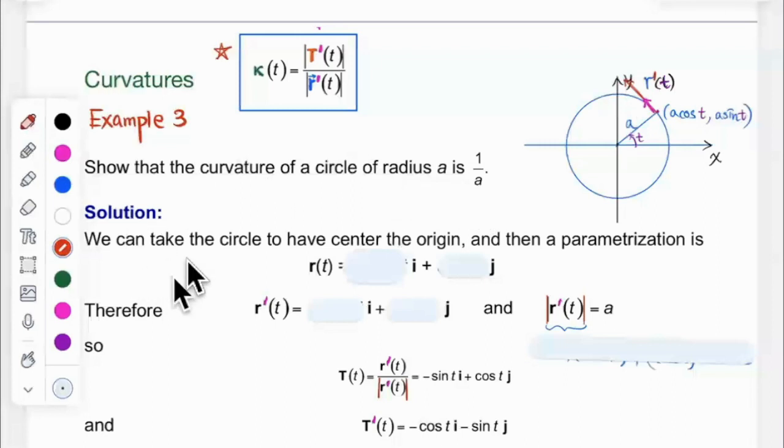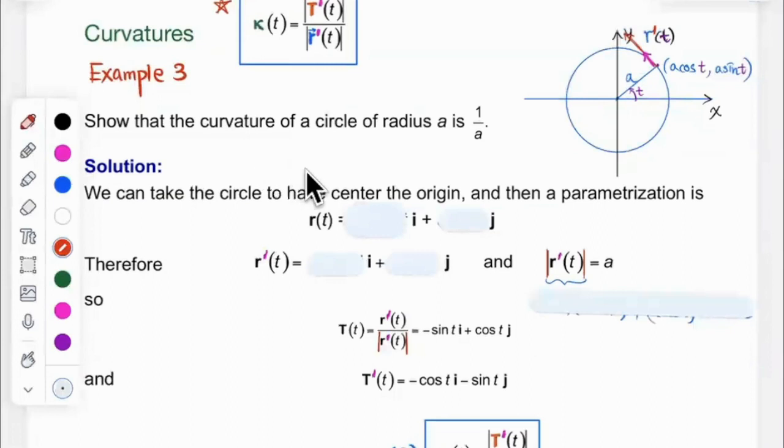But let's find out. First, we can take the circle to have center at the origin to make our parameterization a little bit simpler. Well, if we want t to be this center angle over here, notice that the x-coordinate of this point is a cos t, the y-coordinate of this point is a sin t, then r of t will be equal to a cos t i plus a sin t j. So that is a parameterization of this curve using t here as the center angle.